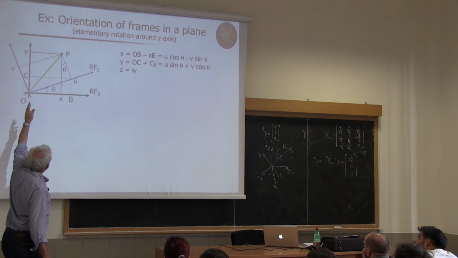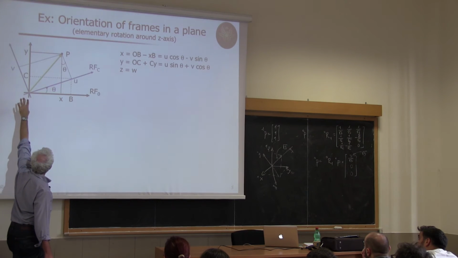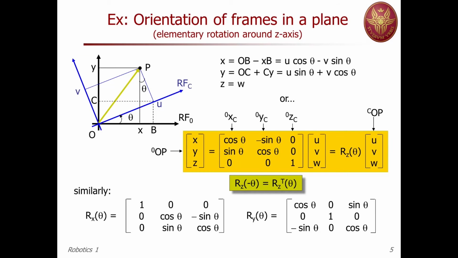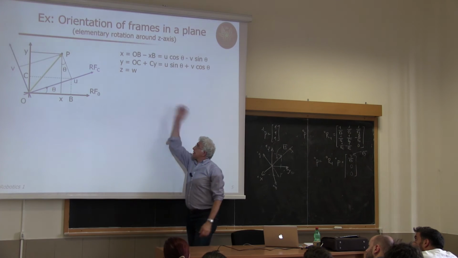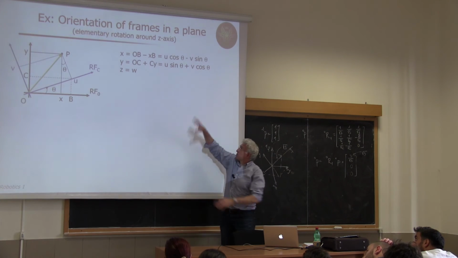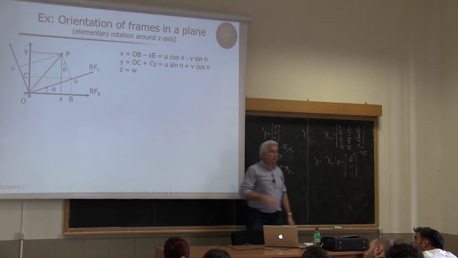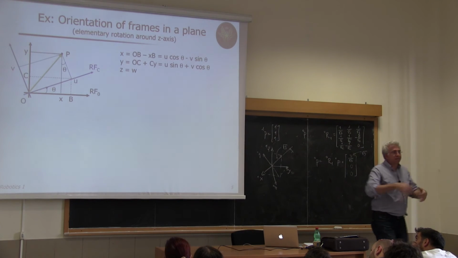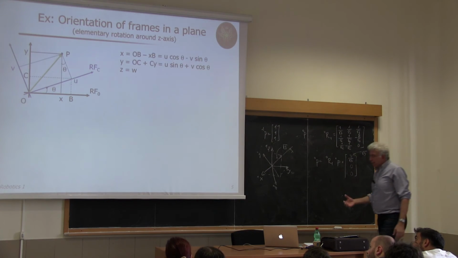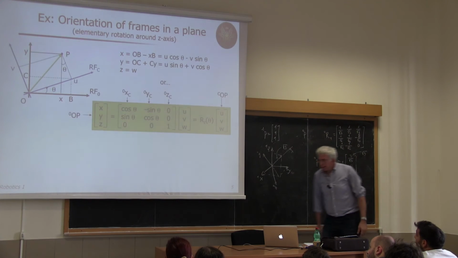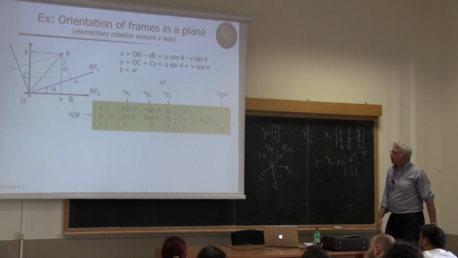Similarly, in order to evaluate y, I sum OC, which is just u times sine of theta, and then CY. For CY, I look at this angle again, and I have the radius, which is v, multiplied by cosine of theta. So I have this expression. And this holds no matter if I've rotated by theta positive or negative, it's a generic expression. But let's organize them in a smarter way.